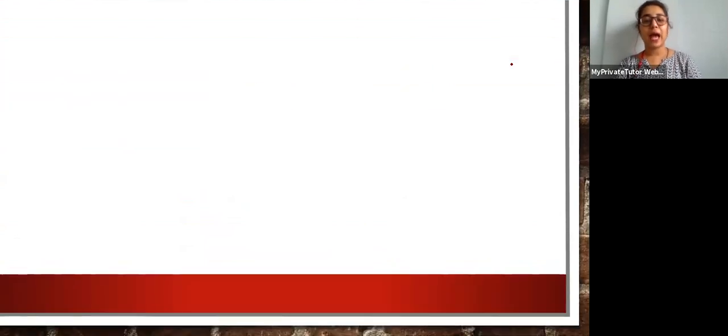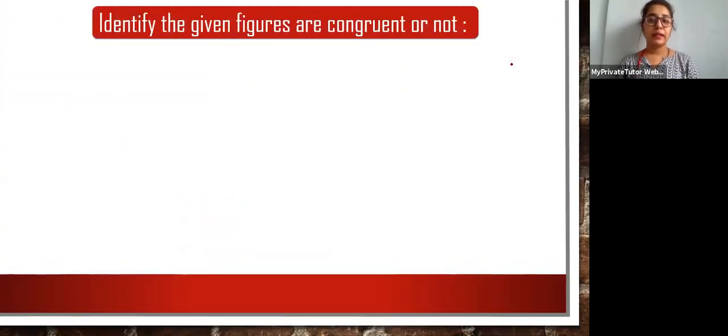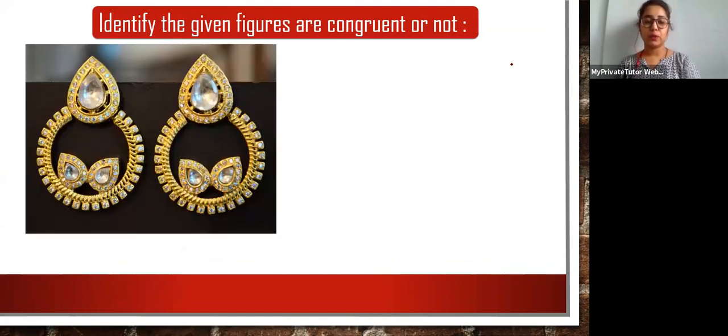So let's have some questions on it. Now let's see whether you can identify if these are congruent or not. Is this pair of earrings a congruent figure? Tell me, yes or no? Yes, this is exactly congruent. You can see that one earring is exactly the same as the other earring. You cannot see any difference in them. Therefore, this is a congruent figure.